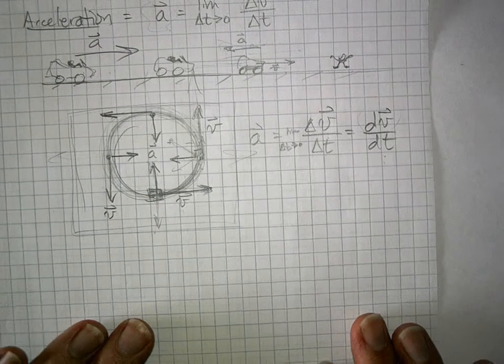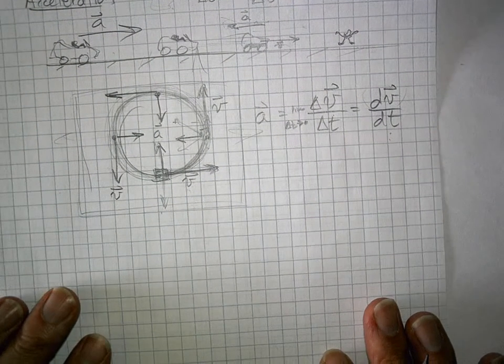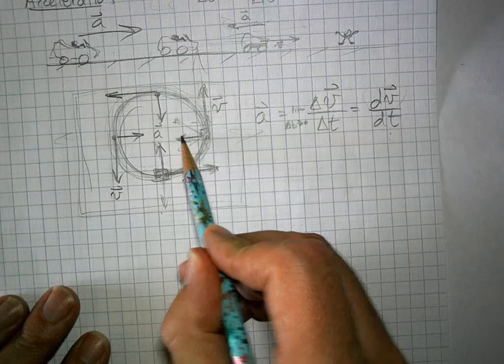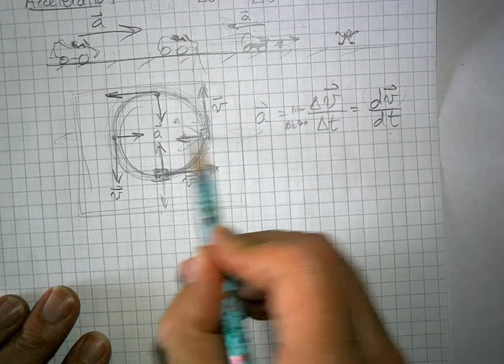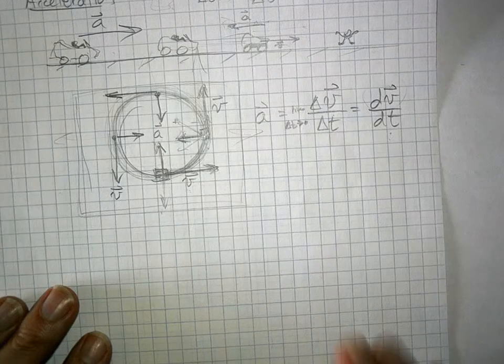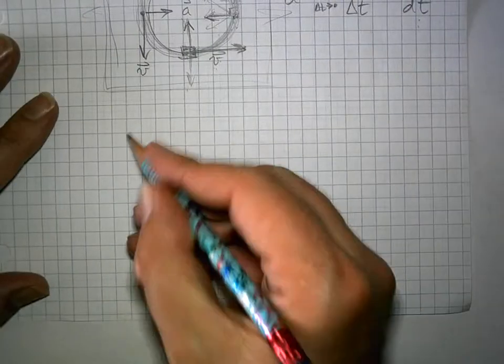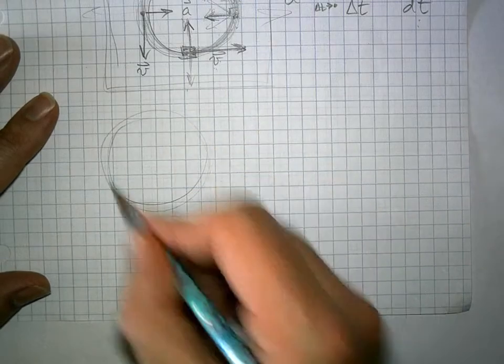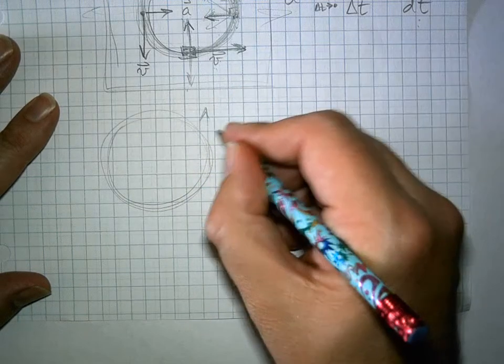Well, what we want to do is figure out, what is the magnitude of this acceleration? We know what the direction is. It's perpendicular to the velocity vector. But what is its magnitude? And so what we're going to do, let me redraw a circle here. We're going to move in a circle. So here's my velocity vector.